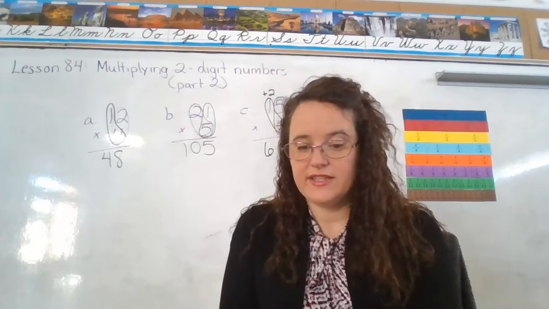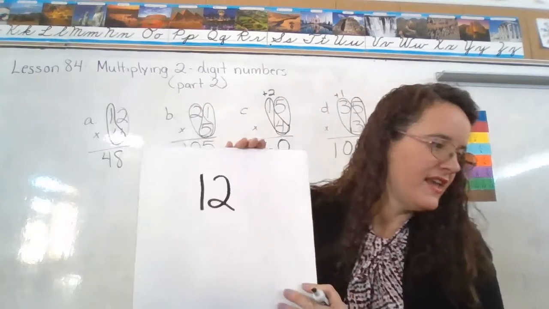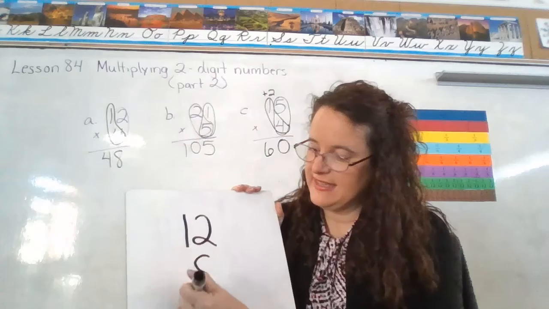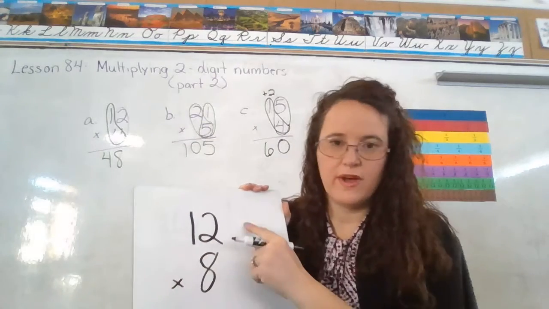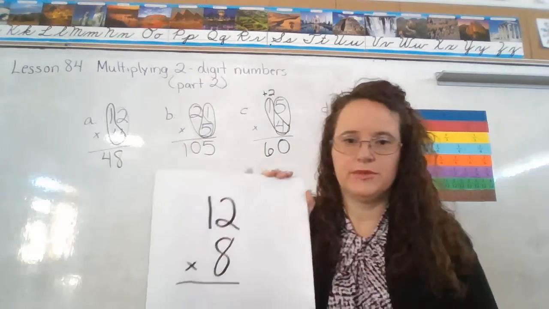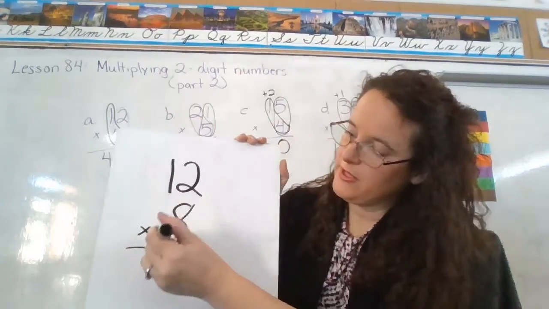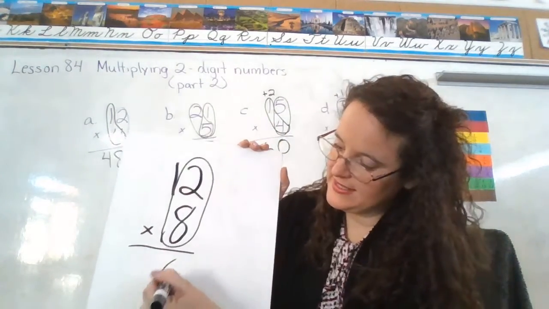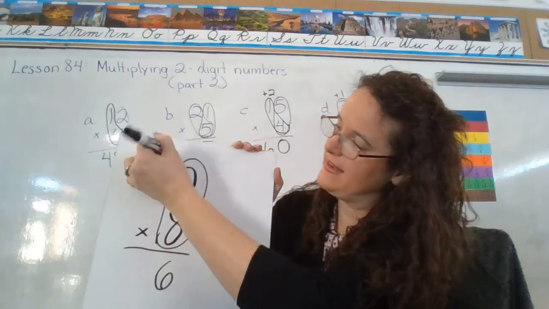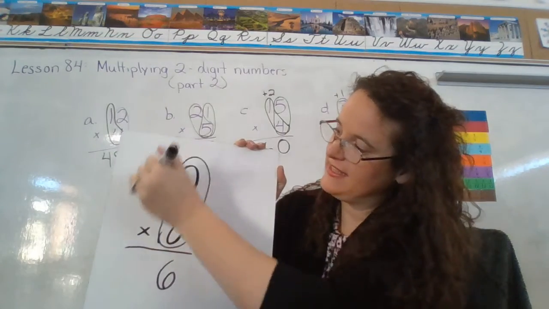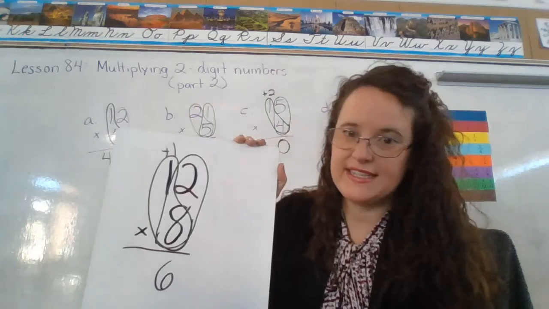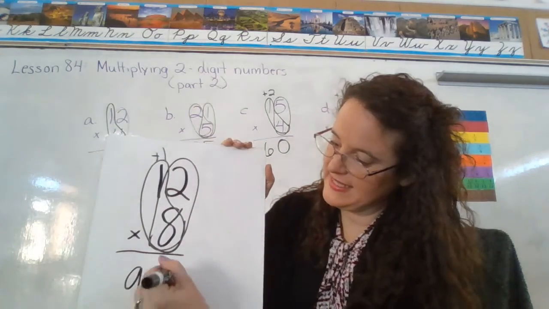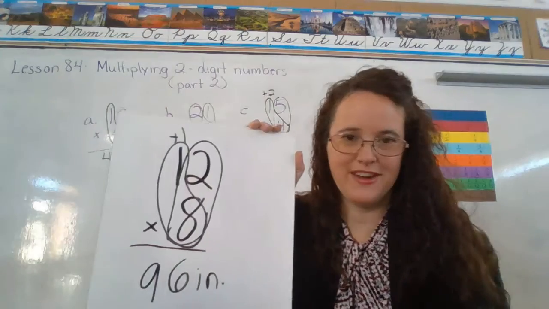So a foot is 12 inches and the ceiling is 8 feet. So we have 8 sets of 12 inches. Multiplication problem. We're going to multiply our ones. 8 times 2 is 16. Carry my 10. Multiply our tens. 8 times 1 is 8. Plus 1 is 9. So 96 inches would be our answer.